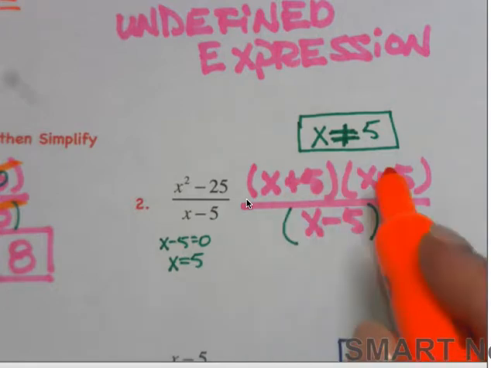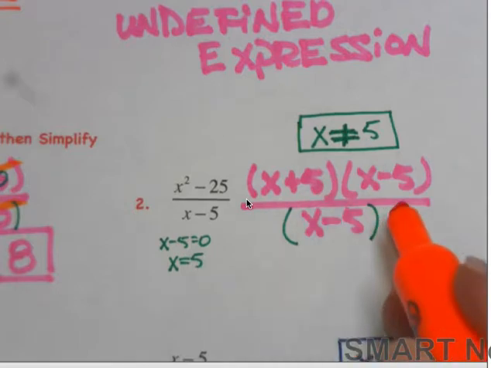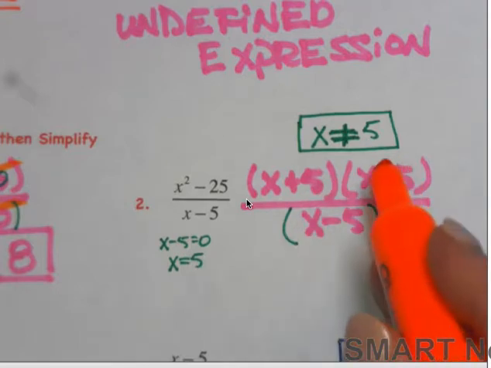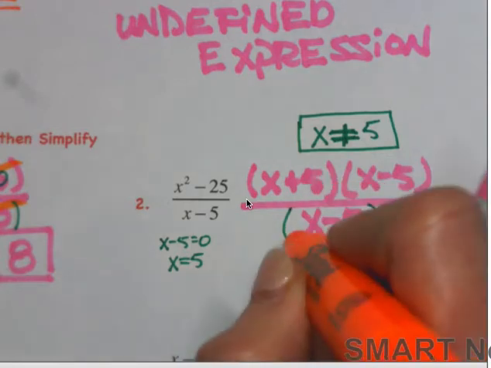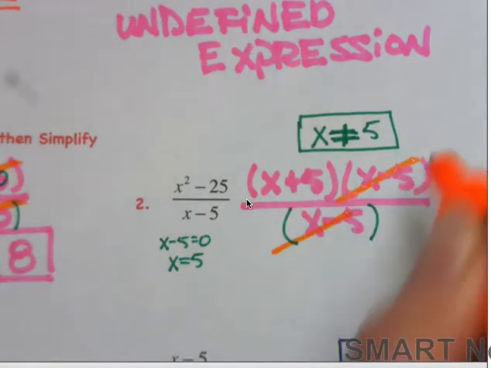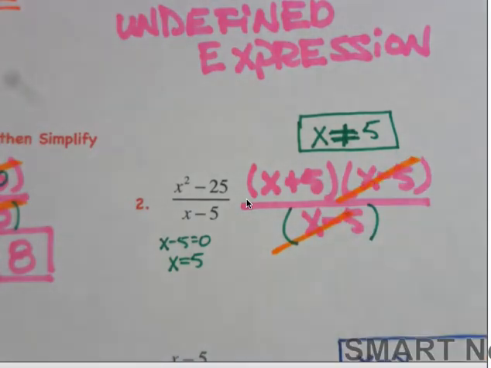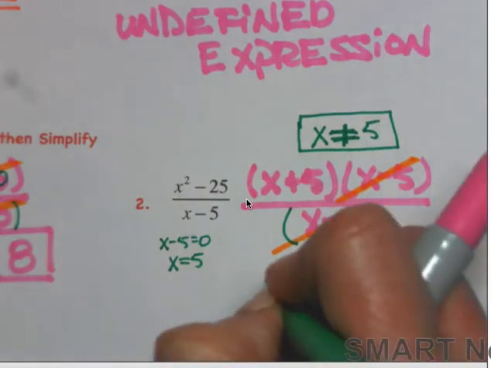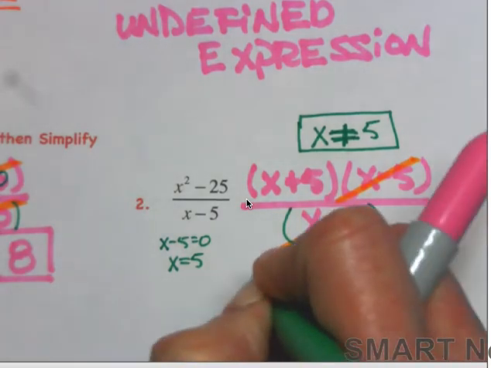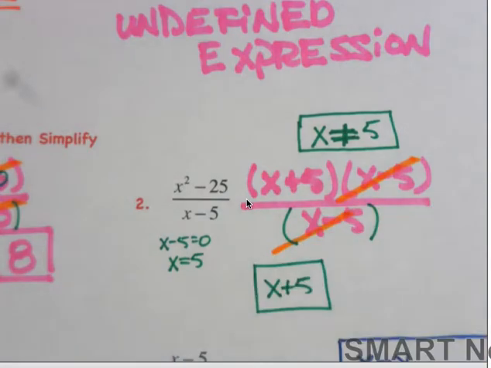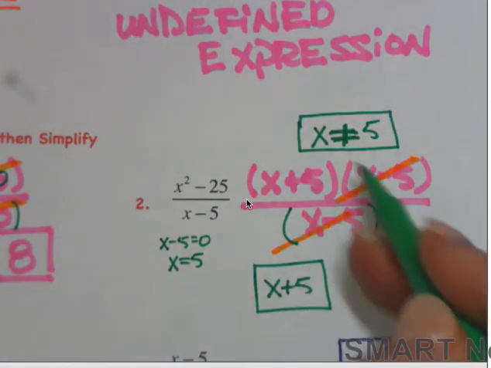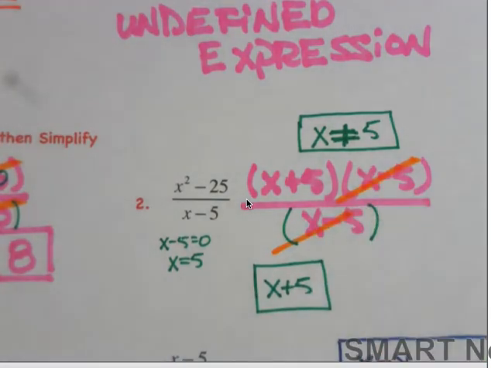So I factored, and I've listed my excluded values. Now it's time to compare for common factors top to bottom. I see that the binomial x minus 5 is common to both top and bottom. So the simplified expression is just going to be x plus 5. The binomial x plus 5 is what remains when I perform all of my steps.